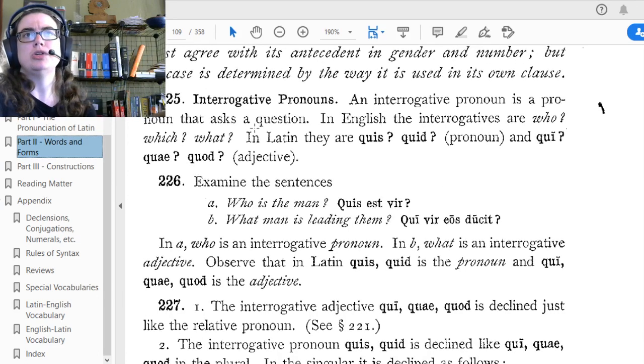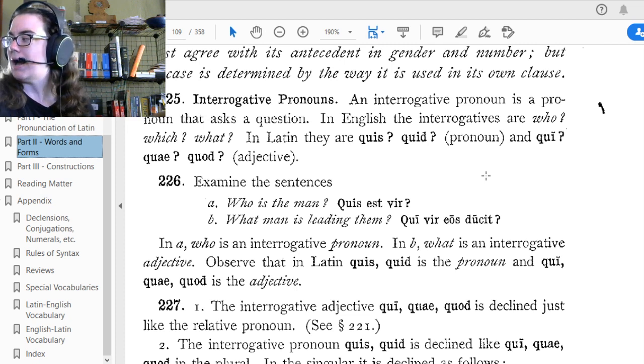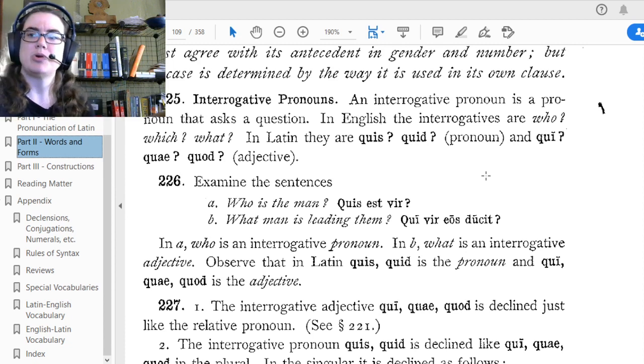Now, when would you use an adjective over a pronoun? So an interrogative adjective, you know something about what you're talking about. So if you are looking at a book and you say, what book is that? You can see there's a book there, but you can't see the title. So you're just asking, what book is that? Oh, it's the Aeneid, right?